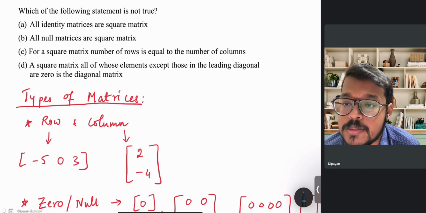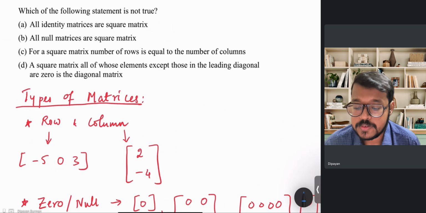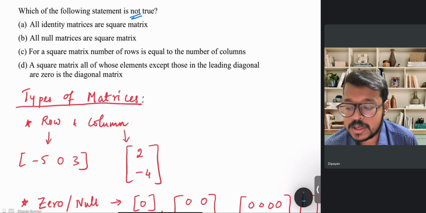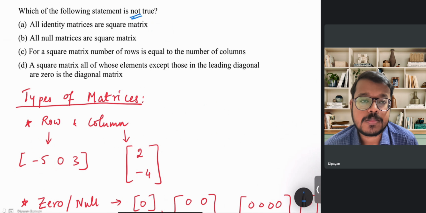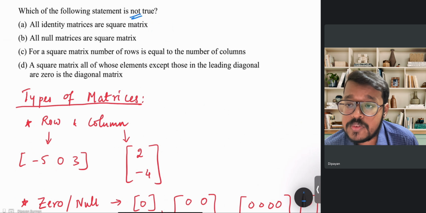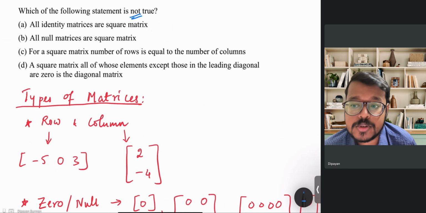Let's solve some MCQs based on matrices. Now the first question is asking which of the following statements is not true. There are four options given, four statements. We have to identify which is not true, that is the same as which is false. Before we answer this question, because the question is about types of matrices, let's revise the types of matrices.